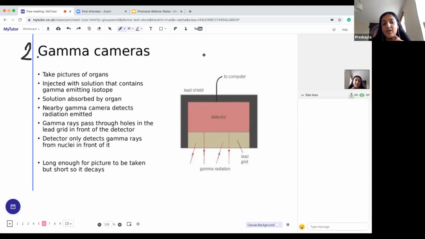Now, gamma rays pass through holes in a lead grid in front of the detector. So this is the lead grid here, and there are holes which it can go through. These are the holes here. Now, detectors only detect gamma rays from nuclei in front of it. So it's only going to detect these ones because they are right in front of it. They're completely in the organ. Now, the half-life of the isotope is long enough for the picture to be taken, but it's short enough so that it decays and is not harmful to the patient.